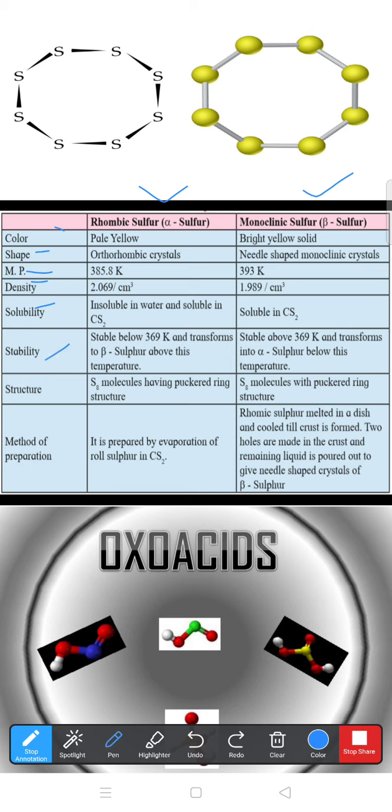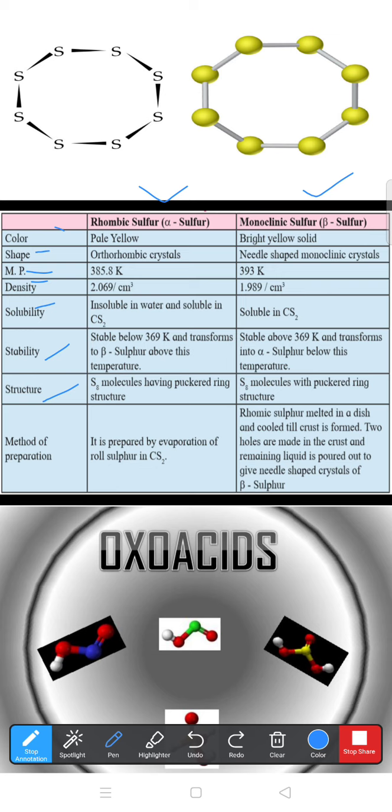Then beta sulfur is soluble in carbon disulfide only. Stability: alpha sulfur is stable below 369 Kelvin and it can be transformed to beta sulfur above this temperature. Means what? When the temperature of alpha sulfur increases above 369, it can be converted into beta sulfur at this high temperature above 369 Kelvin.